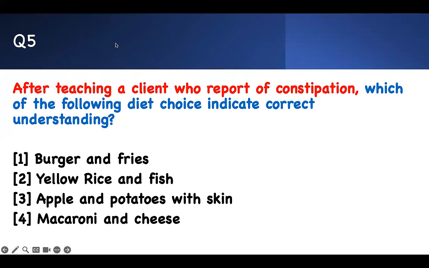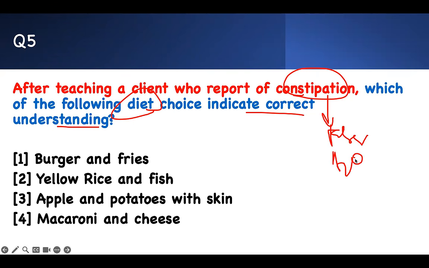Number 5. After teaching a client who reports constipation, which of the following diet choices indicates correct understanding? I always underline the buzzwords. Which of the following diet choices indicates correct understanding? Constipation means you need fiber. That means you need water. That means you need exercise. So we're talking about fiber. That is your best thing.